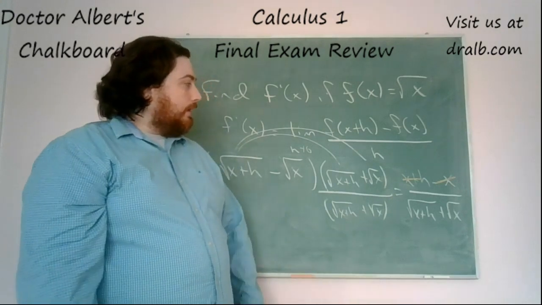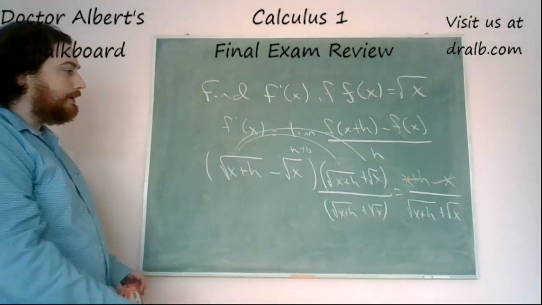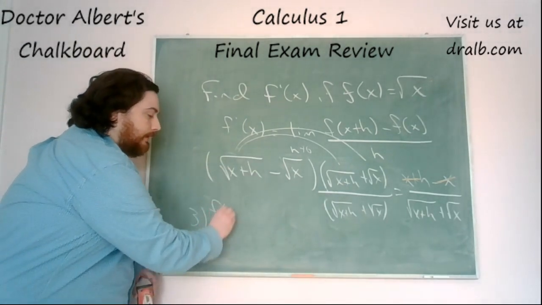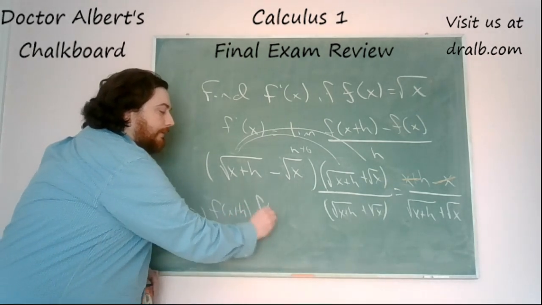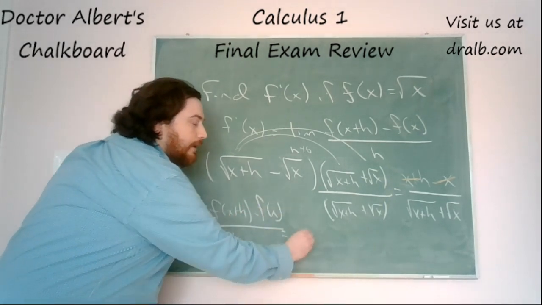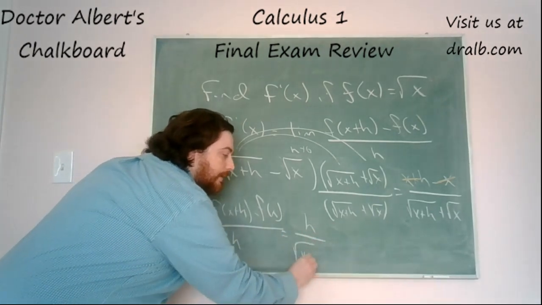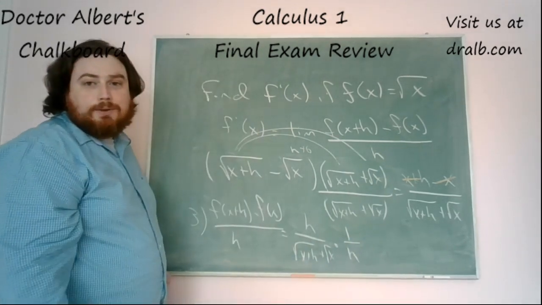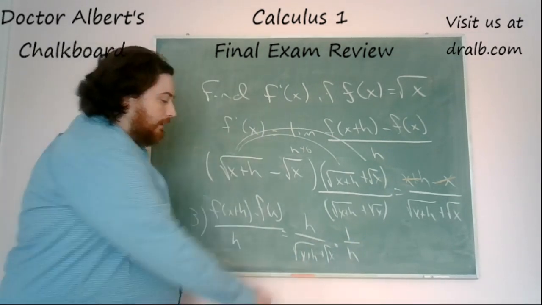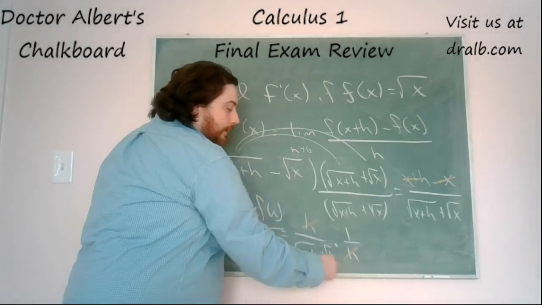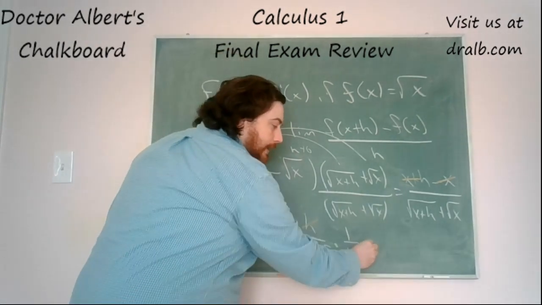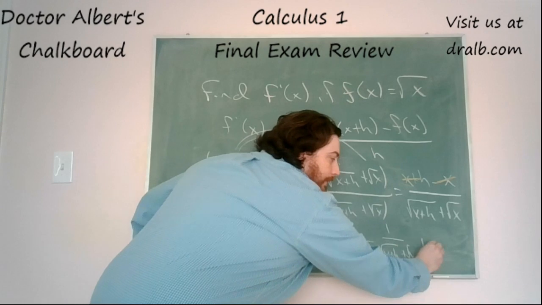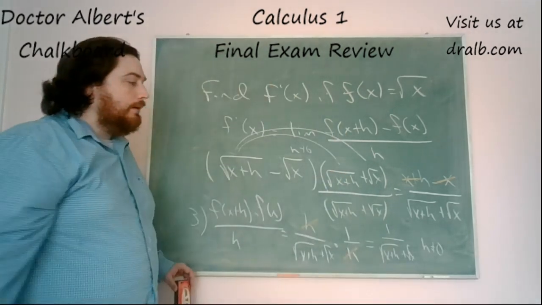So we're going to continue with our simplification. And the third step is to take that and divide by h. So I'm going to take step 3, f of x plus h minus f of x all over h. It is h over the square root of x plus h plus the square root of x. And then to divide by h, I'm just going to multiply by 1 over h. So now at this point, remember that the h's cancel as long as h is not 0. So we get 1 over the square root of x plus h plus the square root of x, as long as h is not 0.